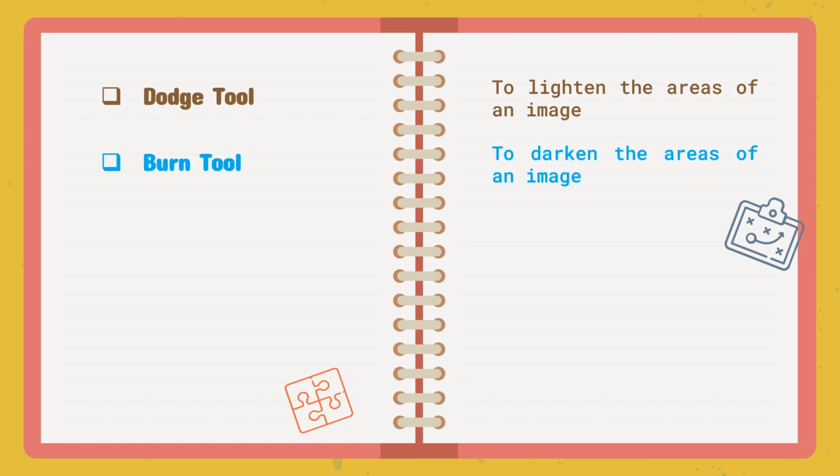Opposite to dodge tool is burn tool. To darken the areas of an image. If there are some light portions in the image, you can darken them by using the burn tool. Both the tools are opposite to each other. These were the painting tools.